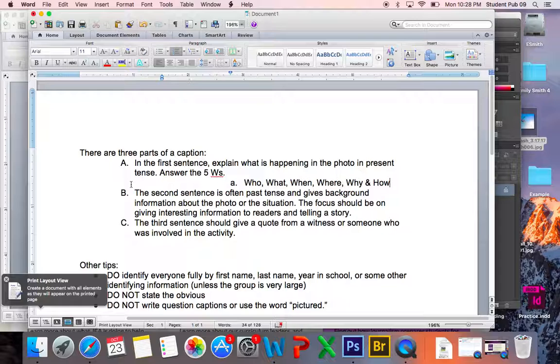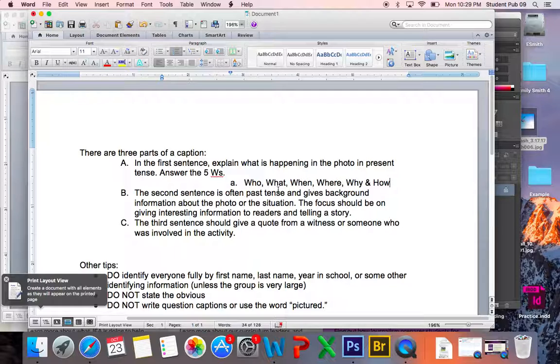The first sentence is always written in present tense, which means that it's happening. It is currently going on. The second sentence is always written in past tense, which means it's already taken place. So everything should end with -ed because it has already happened. In addition to being past tense, it's going to give background information on what is going on either in or outside of the photo. The point of it should be giving interesting information, telling somebody what's going on. This is a good place to put whether or not somebody won a game, or what the score was, or maybe a record, or how many touchdowns somebody's had, depending on the nature of your photograph.